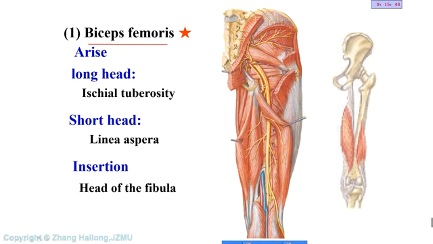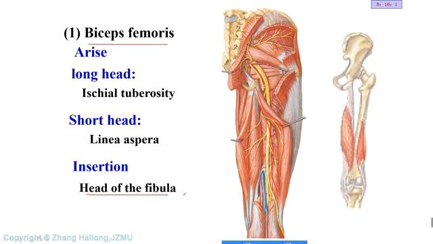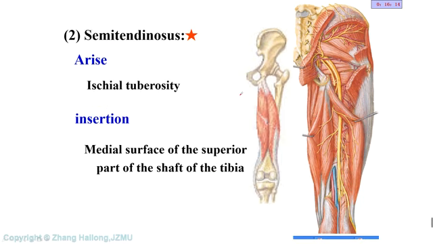For the origin, the long head is from the ischial tuberosity, and the short head is from the linear aspera of the femur. And the insertion is the head of the fibula on the lateral side. Head of the fibula. Okay. We'll discuss the function later.